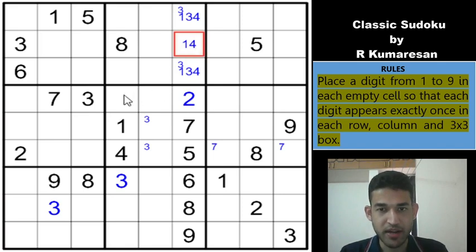And box 5 suddenly appears more constrained now. 2, 5, 7, 1, 3, 4. So these 2 cells must be 6, 8 and 9, right? And there is an 8 here, which means this is not 8, so this would be 6, 9.